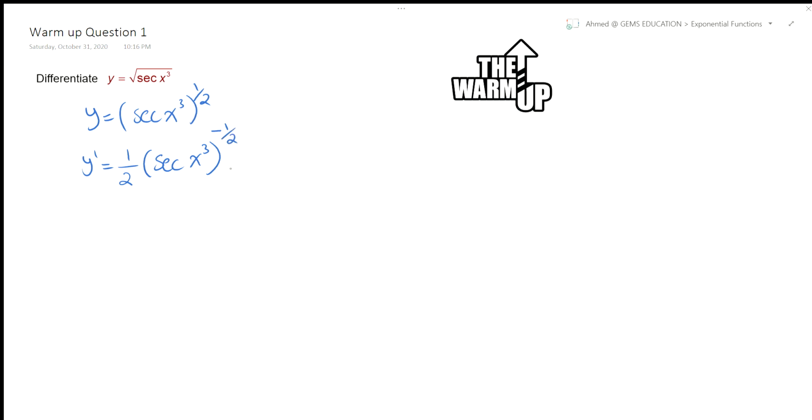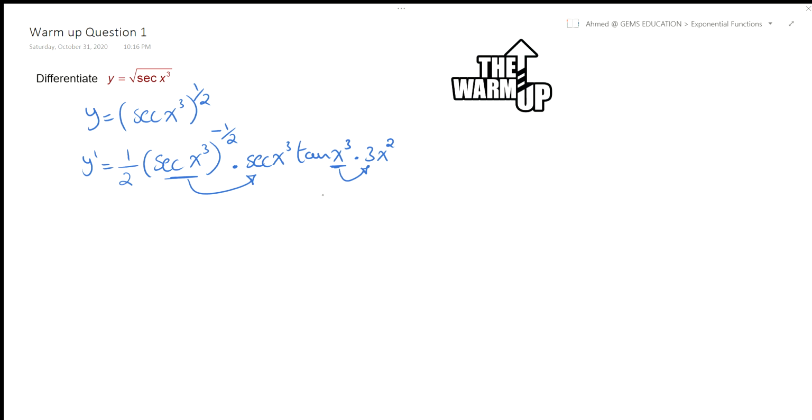Now the chain rule here says that I'm supposed to multiply then by the derivative of what's inside. So the derivative of secant x to the power of 3 is secant x to the power of 3 tan x to the power of 3. The derivative of secant is sec tan, if you remember. Now there's a silly tiny trick here where I'm supposed to still get the derivative of the angle, as I did not derive the angle yet. So I'm supposed to multiply here by the derivative of x to the power of 3, which will become 3x power 2. You're done with the deriving now.